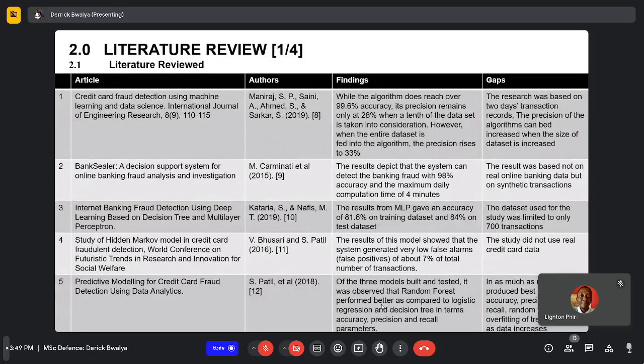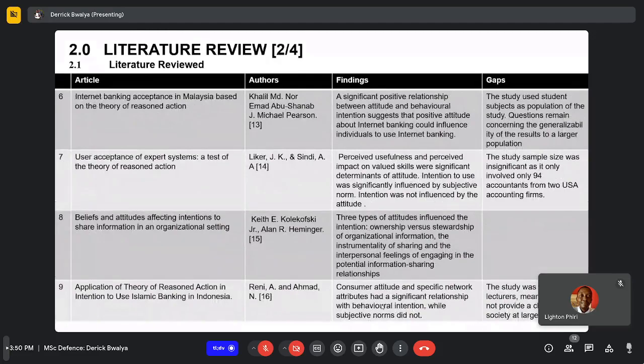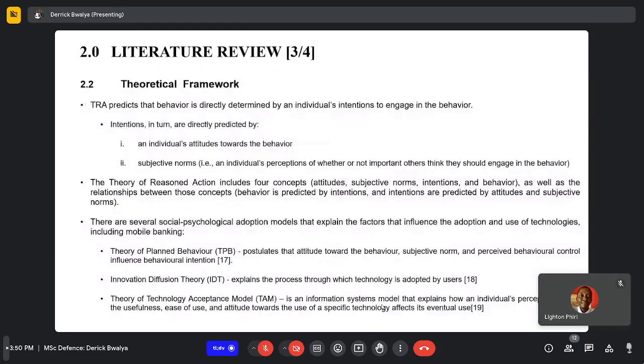The literature review: we looked at the various literature regarding fraud detection in the banking sector and other sectors. I won't go into detail due to lack of time. The second slide talks about the factors that influence the adoption of mobile banking based on the theory of reasoned action and other social psychological theories of technology acceptance.